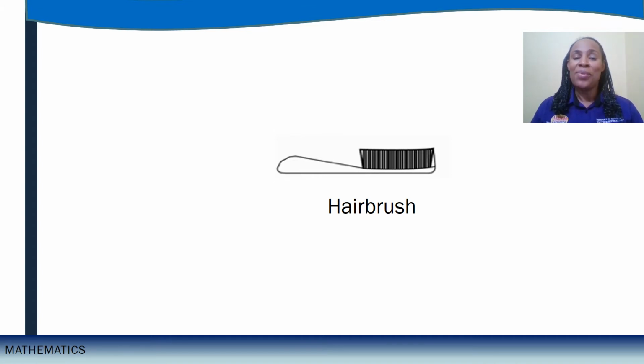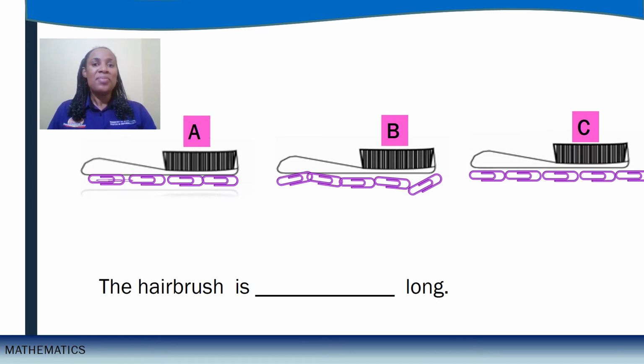Let us look at what the children did. Here are the pictures of 3 students' work. Boys and girls, I want you to look at each picture and tell me what you think about the measurement. Are you ready to share? Let's look at hairbrush A. What do you think about it? Wow, let's see.